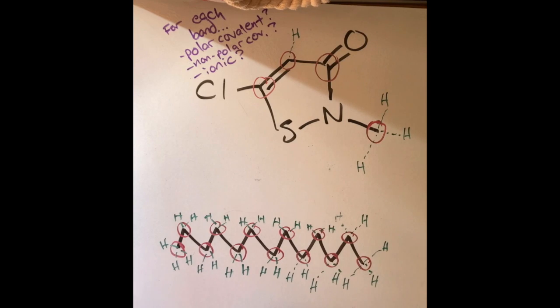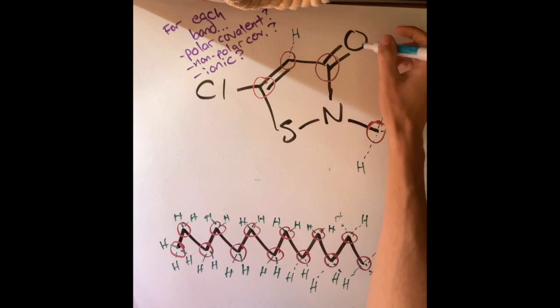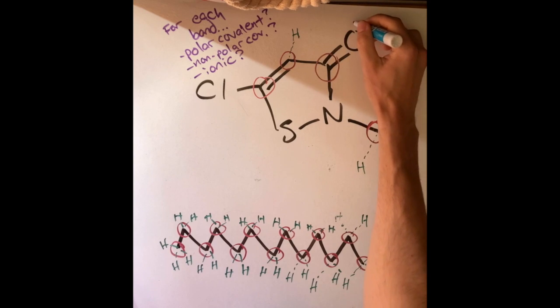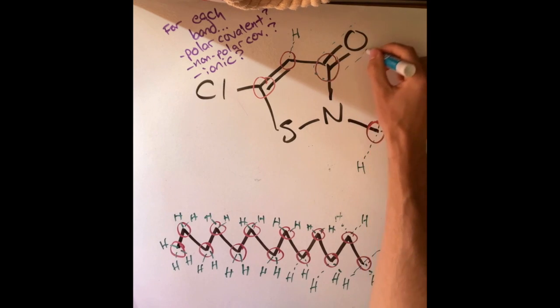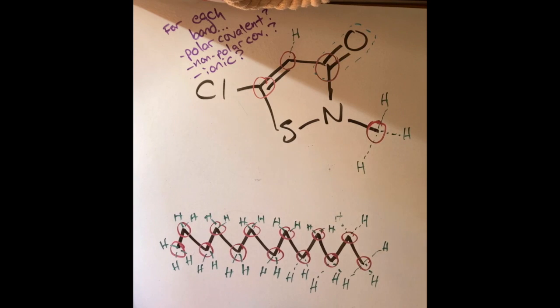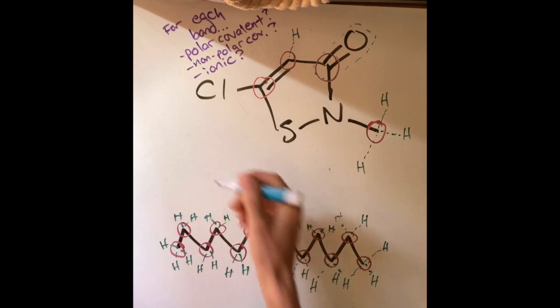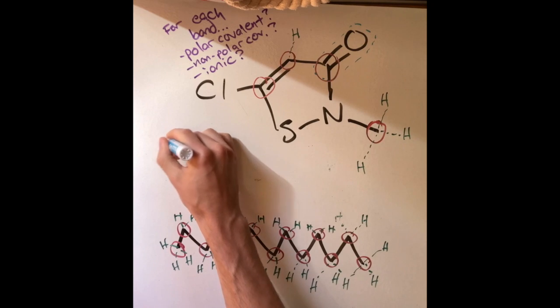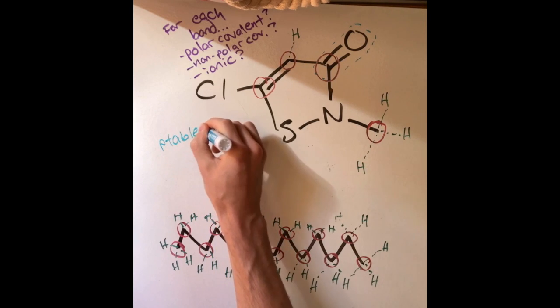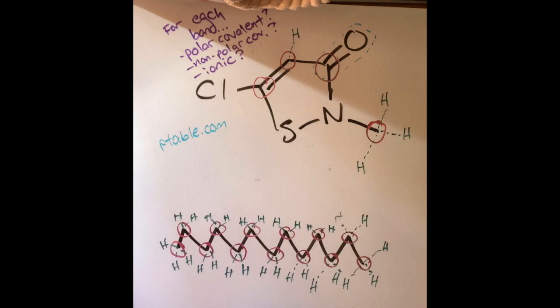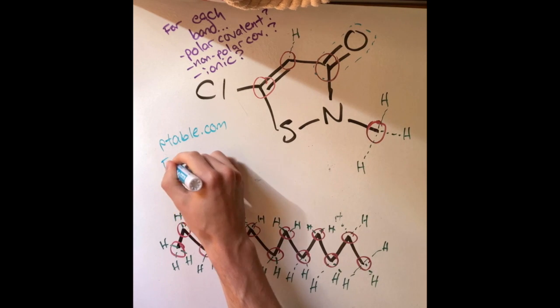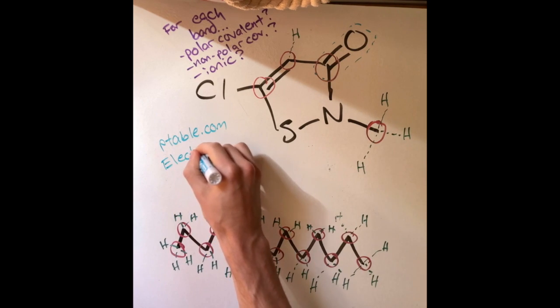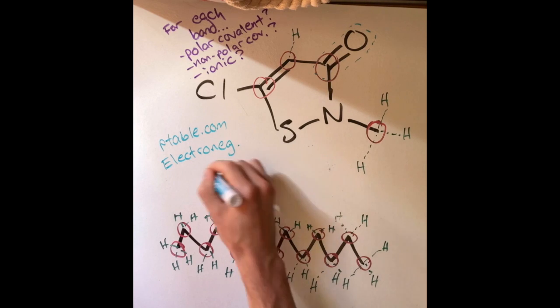Let's do that. Let's start here. Oxygen and carbon. We're going to focus on this bond first. What we have to do is reference the periodic table and look at electronegativity values. So I recommend going back to ptable.com and looking for electronegativity values.